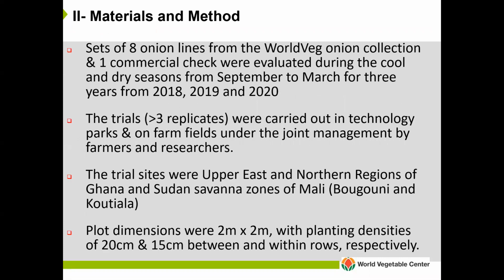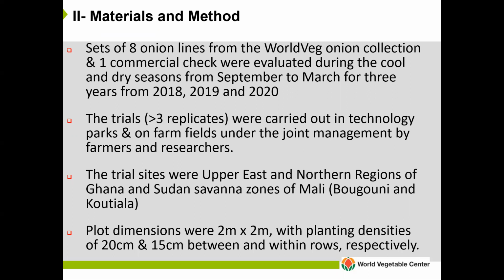Material and method. Sets of 8 onion lines from the WorldVeg onion collection and 1 commercial check were evaluated during the cool and dry season from September to March. The trials were carried out in technology parks and on farm fields under the joint management of farmers and researchers. The trial sites were Upper East and Northern region of Ghana and Southern Savannah zone in Mali, Bougouni and Koutiala.